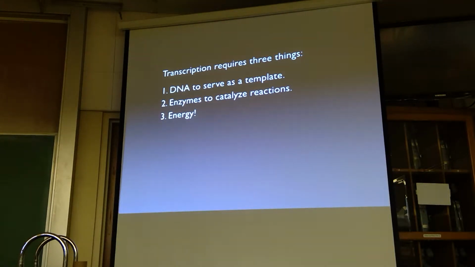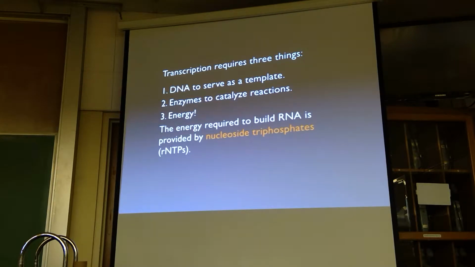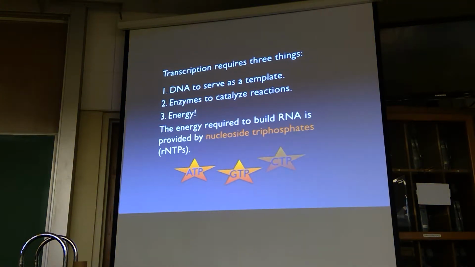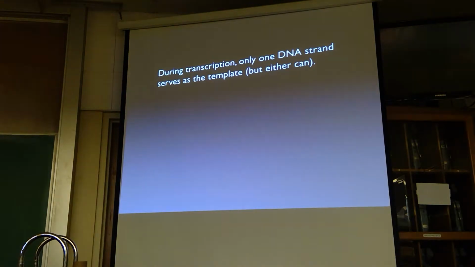And of course, you have to have energy, and that's supplied by rNTPs. If you're building RNA, you don't have dNTPs in the process. So replication requires both dNTPs and rNTPs, but transcription, just rNTPs. Again, what does the little r stand for? Ribose, the sugar of RNA. So they look the same because they're just stars with letters on them. And again, only one strand is copied.